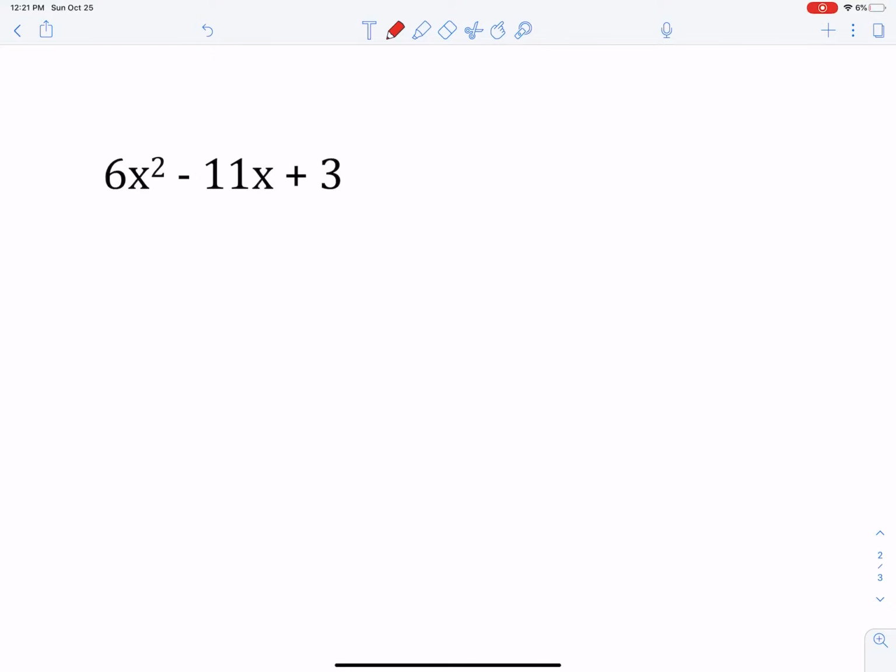Our next example, we have 6x squared minus 11x plus 3. So again, we always start by looking for a greatest common factor, and here there's not a greatest common factor to factor out. So using our step-by-step process, we multiply the first number times the last number. 6 times 3 gives us 18.